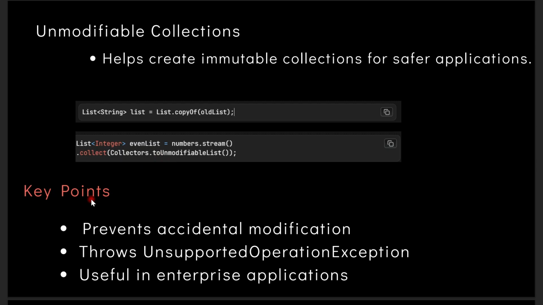The key points as a developer you should know: it prevents accidental modifications. If you try to modify this list, it will throw an exception, an UnsupportedOperationException. So it is useful in our enterprise applications. If you work in a banking application, this is 100% going to be useful in our development.